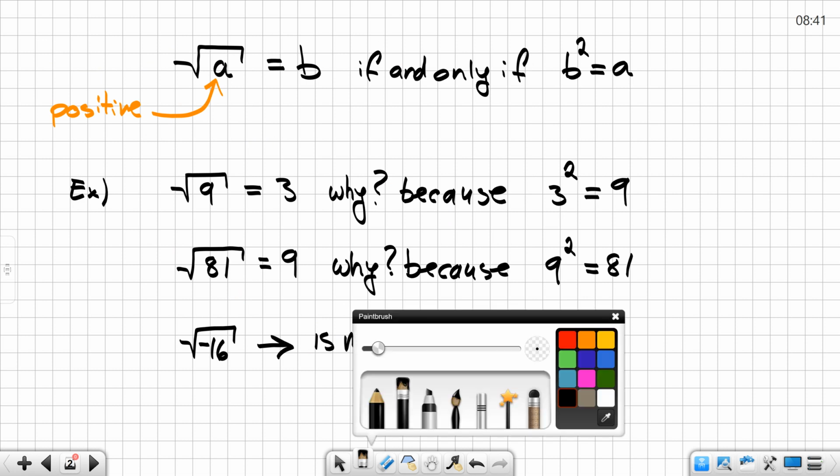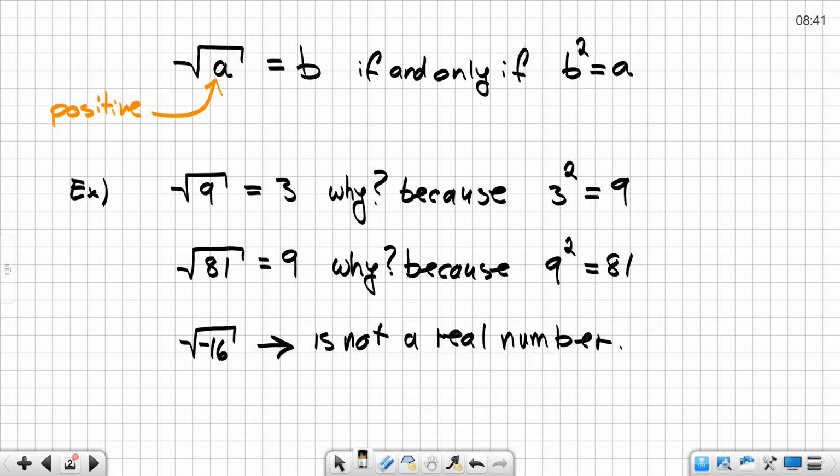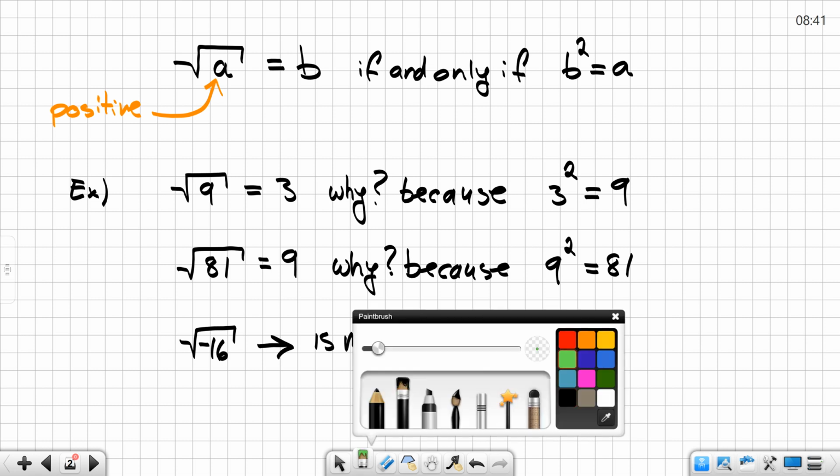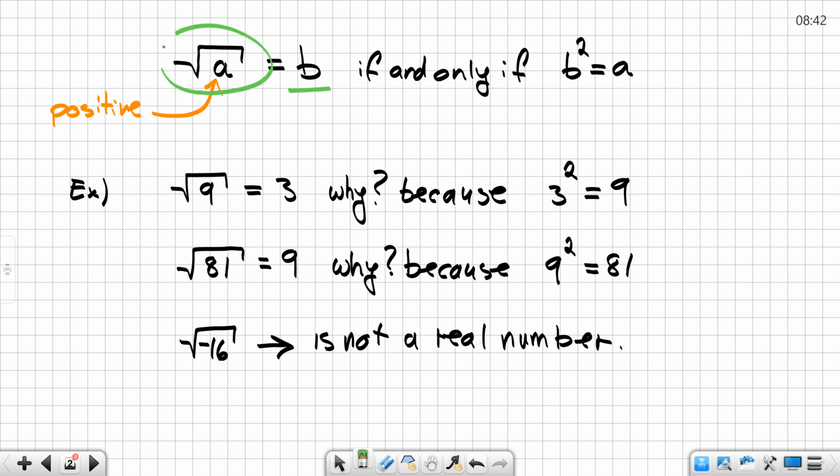This is a little bit of a definition at the beginning: the square root of a is equal to some number b if and only if this number squared is equal to the inside, the radicand. To make this a little bit clearer, let's look at some examples. Also, this inside right here has to be positive for us if we are looking at square roots.